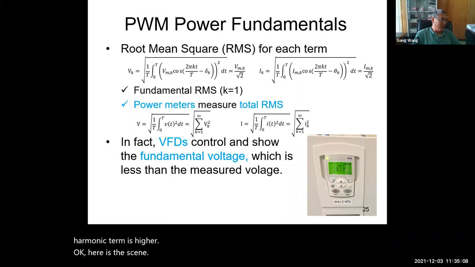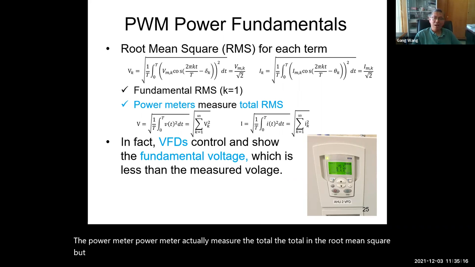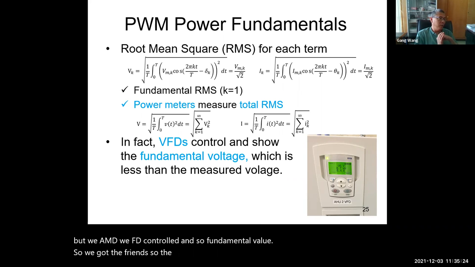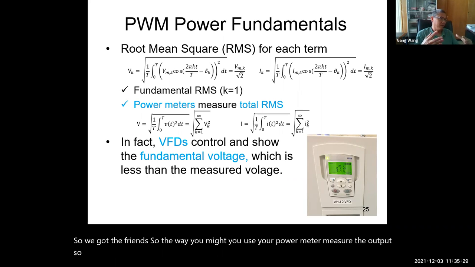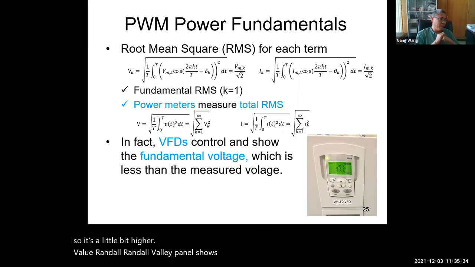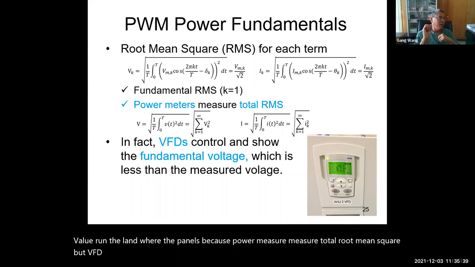Okay, here is the thing. The power meter measures the total root mean square, but the VFD controller shows the fundamental value. So that's different. When you use a power meter to measure the VFD output, it gives a slightly higher value than the VFD panel shows, because the power meter measures the total root mean square, but the VFD shows the fundamental voltage. It's different, so don't confuse them.